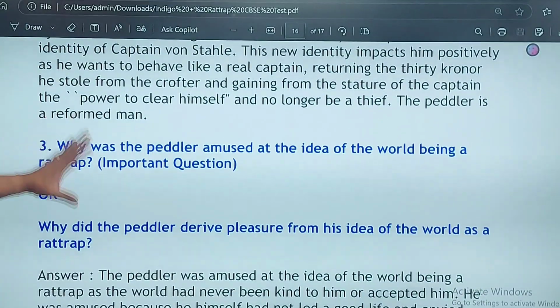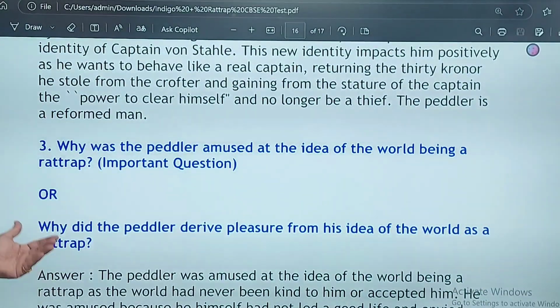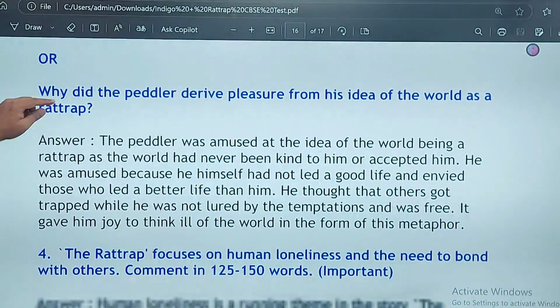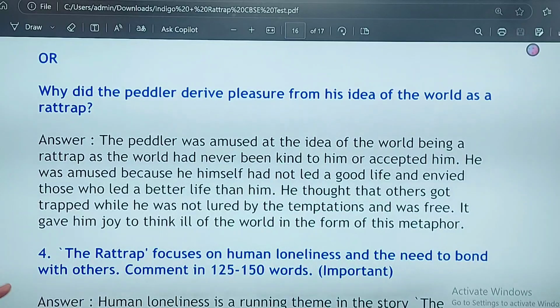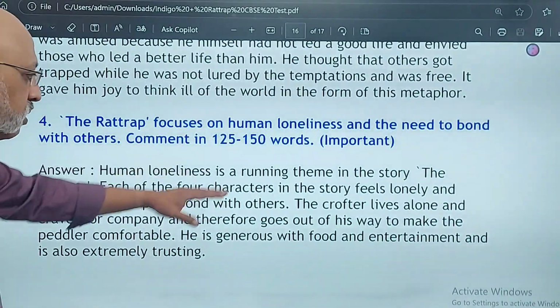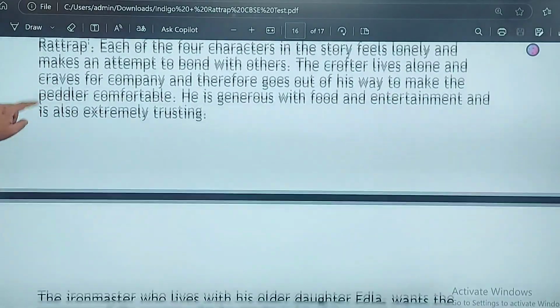Now, this is an important question that can be asked either like this or like this: why was he amused at the idea of the world being a rat trap? The peddler was amused at the idea of the world being a rat trap as the world had never been kind to him or accepted him. He was amused because he himself had not led a good life and envied those who led a better life than him. He thought that others got trapped while he was not lured by the temptations and was free. It gave him joy to think ill of the world in the form of this metaphor. Now, this is a slightly longer format question.